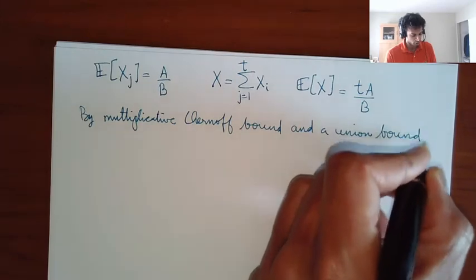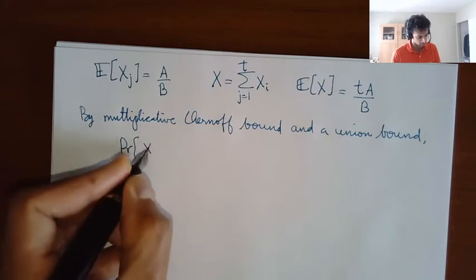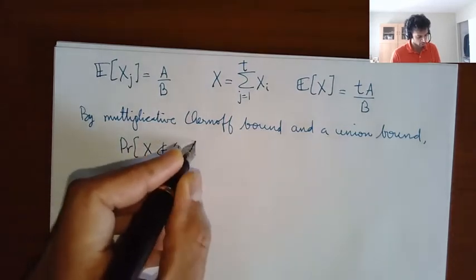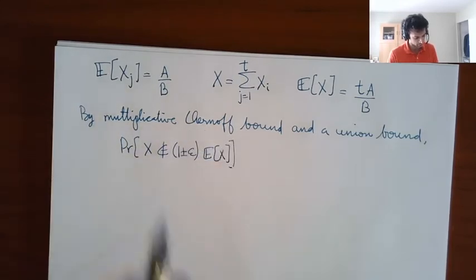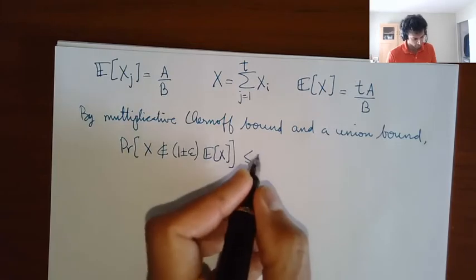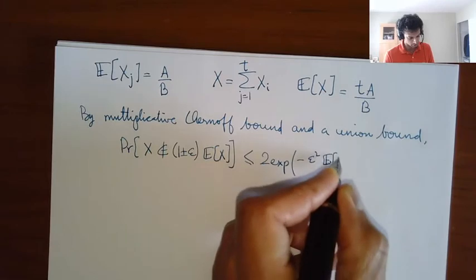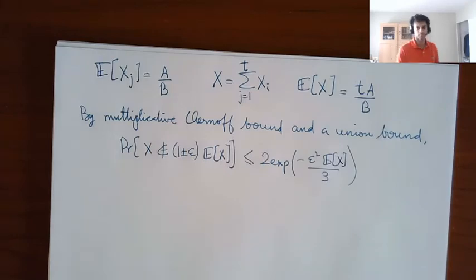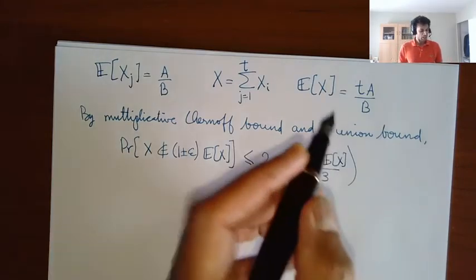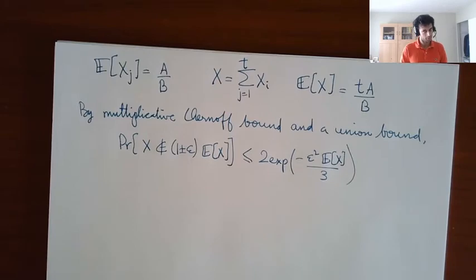I'm not going to work this out explicitly, and I expect the scribe to do so. The probability that x is not in 1 plus minus epsilon times the expectation of x is less than or equal to 2e to the minus epsilon square times the expectation of x divided by 3. Now what we need is a lower bound on the expectation.